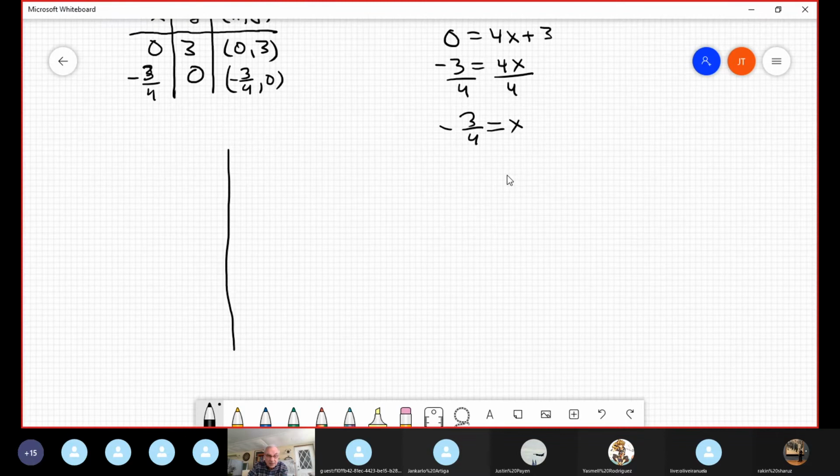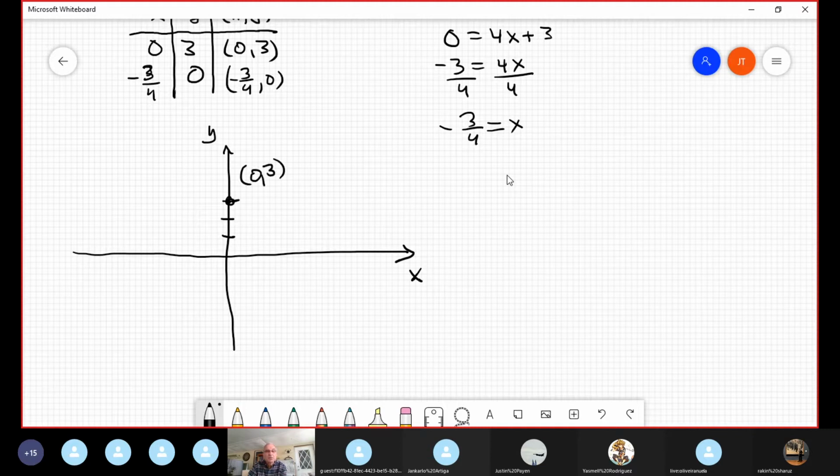Okay, the graph looks like that. X and Y. I plot the first point, which is (0, 3): 1, 2, and 3. This is complicated because it's a fraction. I don't care. You put it in the calculator: negative 3 over 4 is negative 0.75 in decimal. This is negative 1, this is negative 2, this is 0. So the point is in between.